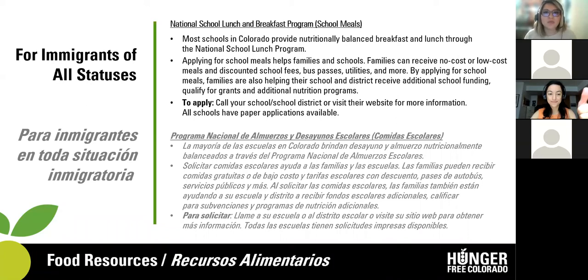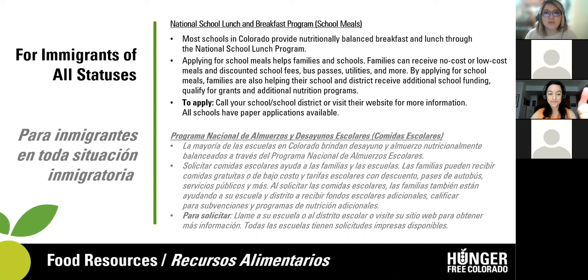Most schools in Colorado provide nutritionally balanced breakfast and lunch through the National School Lunch Program. The application for school meals, free or at reduced cost, is for young people during school while school is in session. The National School Lunch Program coincides with the academic school year. During the 2020-2021 school year, schools offered free lunch to every one of their students without the need of filling in a form, thanks to flexibilities of the federal program due to the pandemic.